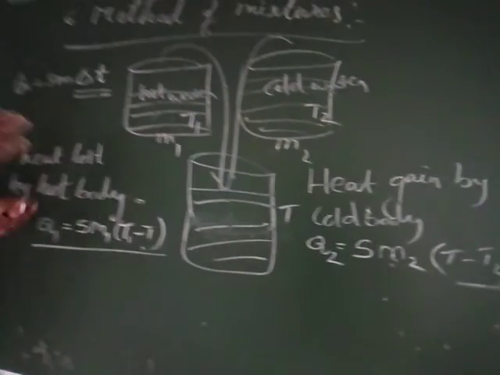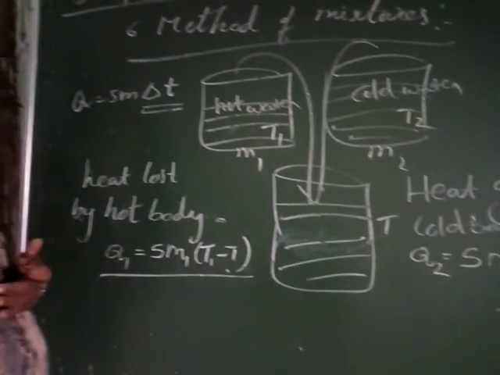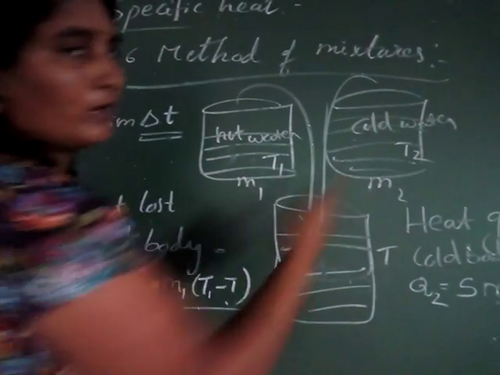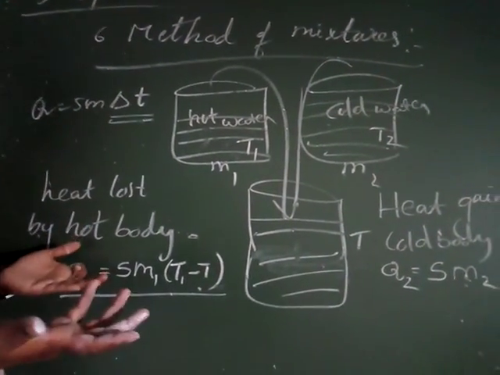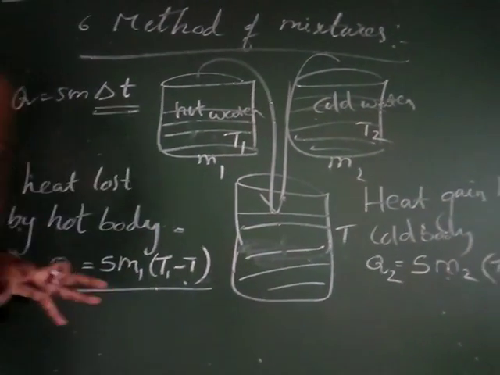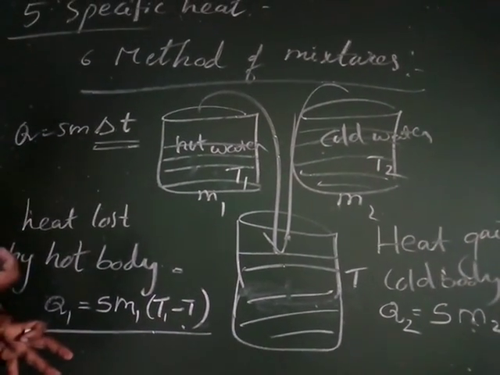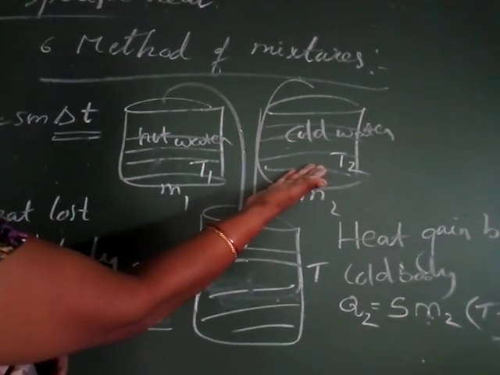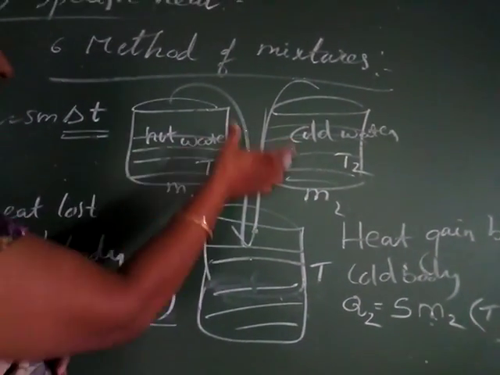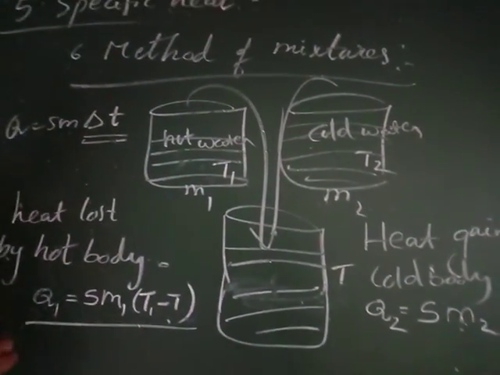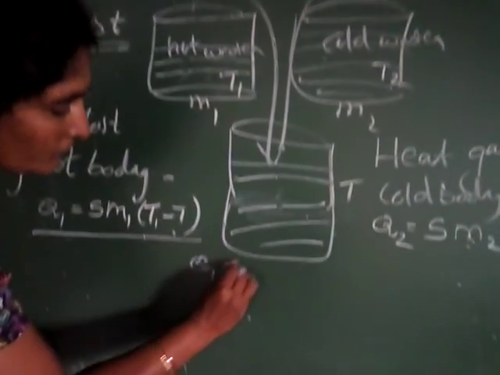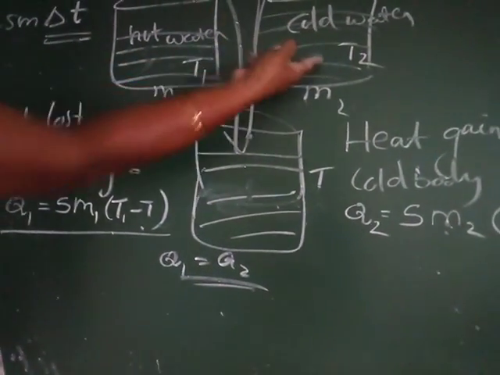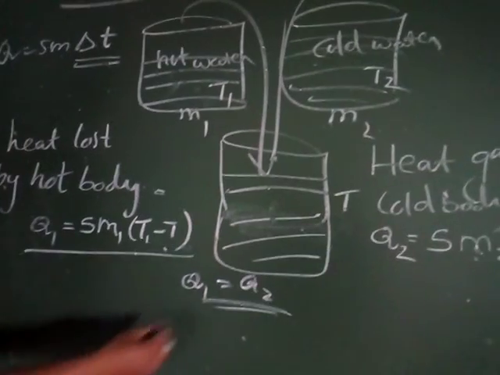How much heat is given by the hot water, that much heat only is taken by the cold water. Yes or no? It cannot gain heat from any other substance or surroundings. From the hot body only it can take heat. How much it is given, that much only it can take. That's why Q1 is equal to Q2. Do you understand this one?